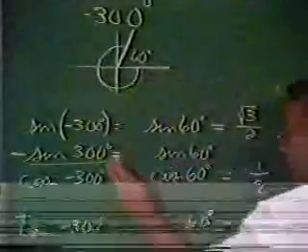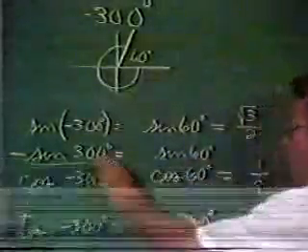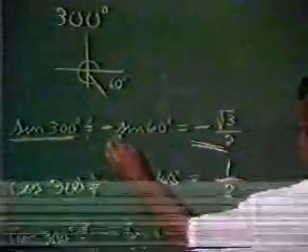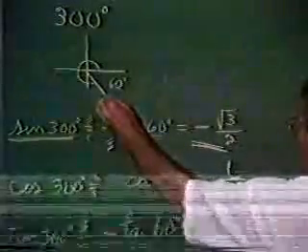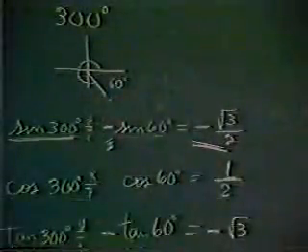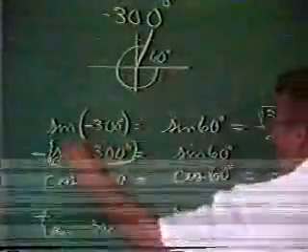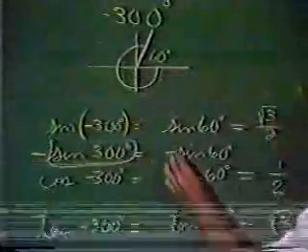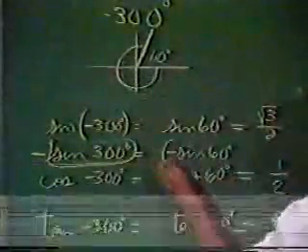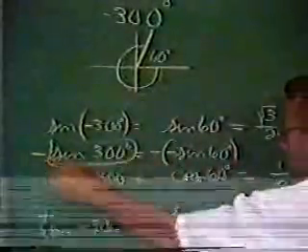But wait a minute now. The sine of 300 degrees, let's go back and look. The sine of 300 degrees was the sine of 60 and a minus in front of it, because now we're talking about a positive 300 degrees. So looking back here now, the sine of 300 degrees is minus the sine of 60 degrees. But that is still times that other minus.